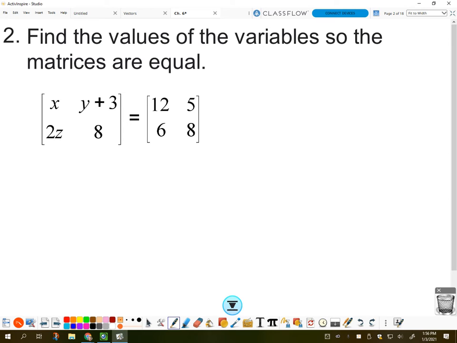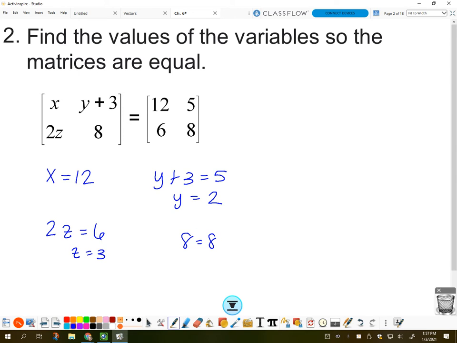Alright, so they're trying to say, I want you to make these equal matrices. Figure out what x and y and z, the variables, have to be. So we know that x is going to have to equal 12. We know that y plus 3 would have to equal 5, so that means that y would have to be 2. We know that 2z would have to equal 6, so that means z is going to be 3. And 8 is equal to 8. So in order for these to be equal, we have to have x is 12, y is 2, and z is 3. And you're done. So there'll be something like that on your homework. They should be pretty easy.